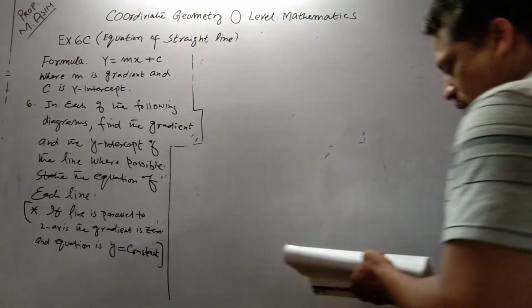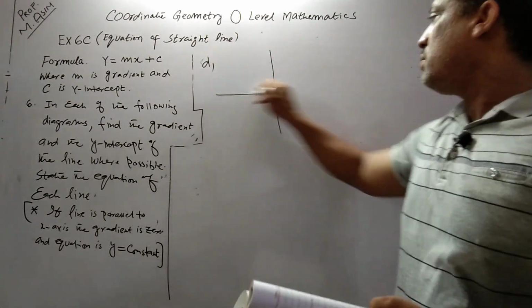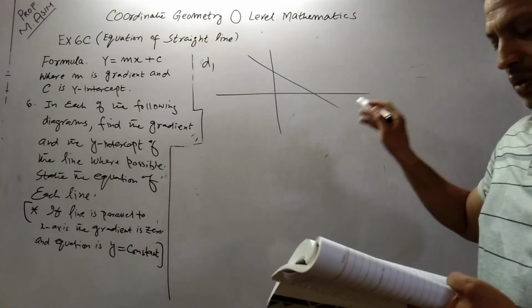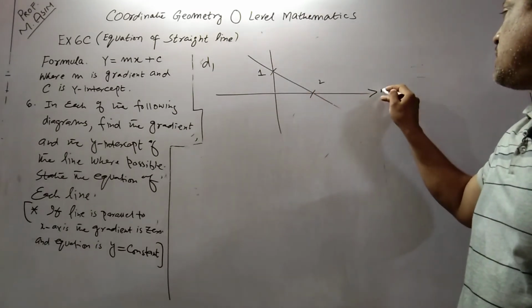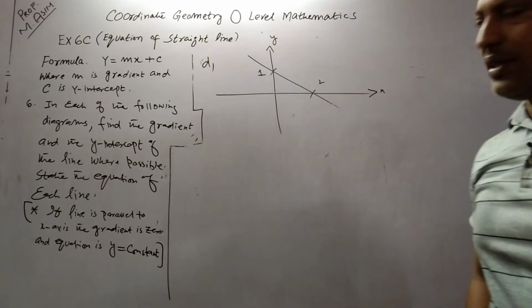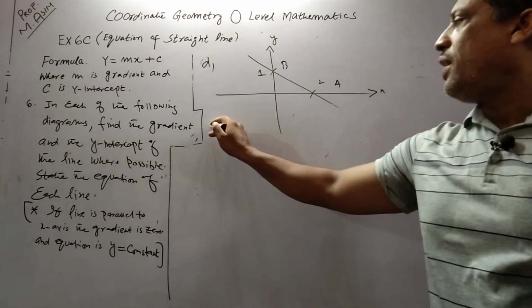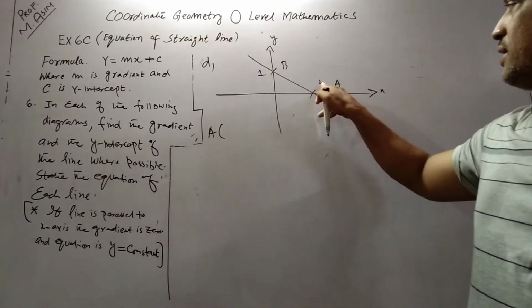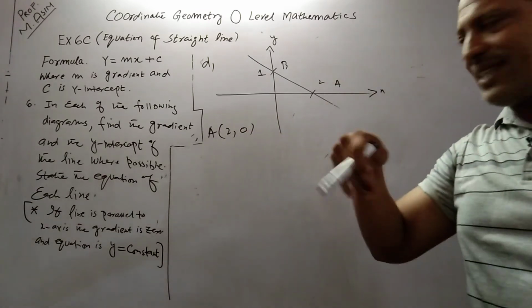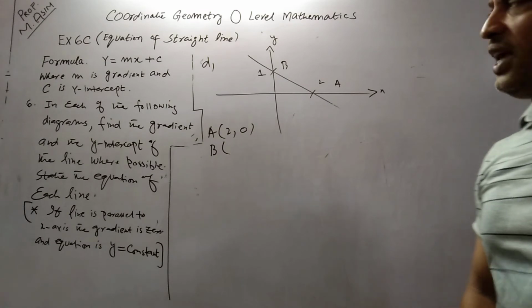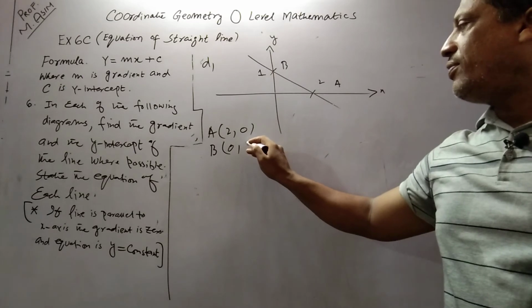6. D part. This value is 2, this value is 1, this is x-axis and this is y-axis. If you assign this point as A and this point as B, what is the coordinate of A? The value of x is 2 and the value of y is 0 because this is on x-axis. What is the coordinate of B? The value of x is 0 because it's on y-axis and the value of y is 1.